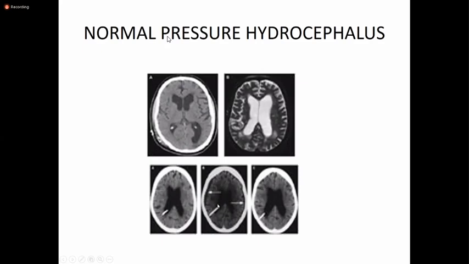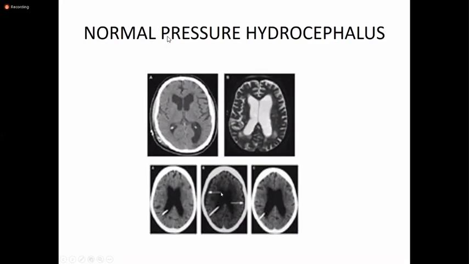This is because of the over drainage. What happens is that the brain has been relaxed and there is collection of the CSF. So this is one of the complications of the VP shunt, particularly in the elderly age group, which is known as over drainage of the VP shunt.